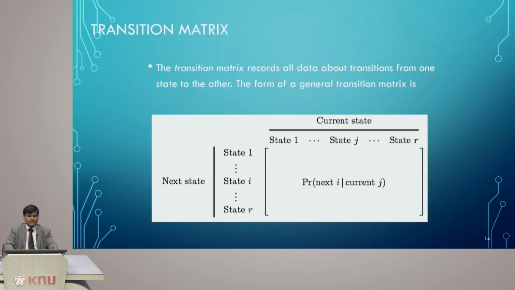Okay, so this is the transition matrix. This transition matrix records all data about transitions from one state to another state. We have this sample diagram that represents the whole transition matrix. You have the next state here and the current state. With respect to the next state and current state, you can in fact build the whole transition matrix.